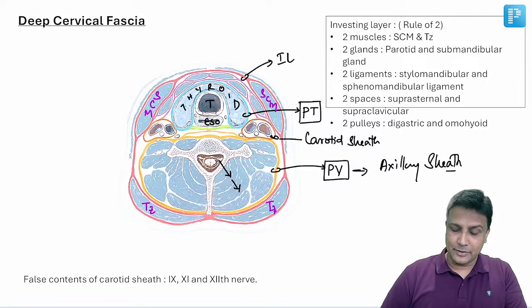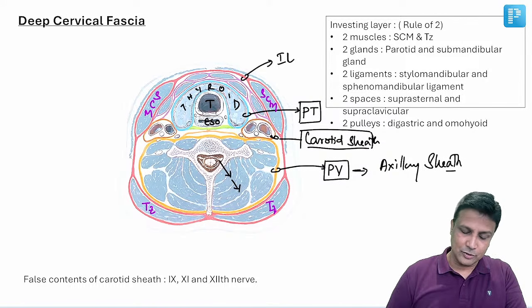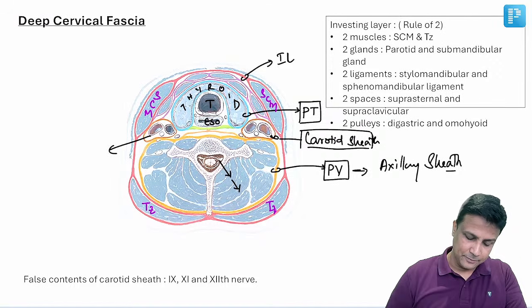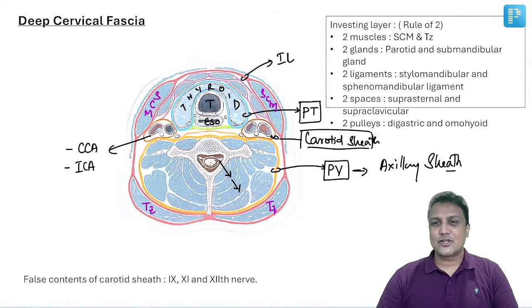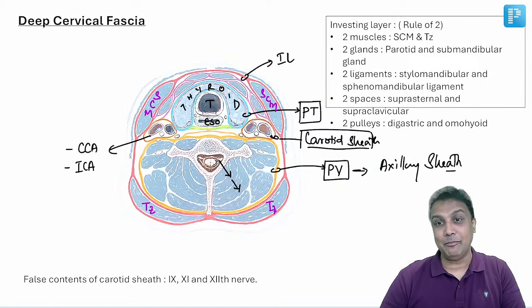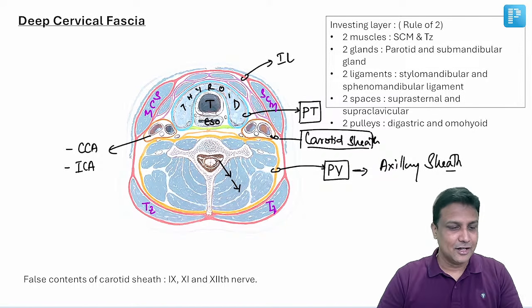Now the next one here will be the carotid sheath, and in the carotid sheath you can very clearly see what the contents are. There will be the common carotid artery, and of course even the internal carotid artery, but not the external carotid artery. Why? Because the external carotid artery is going to pierce the sheath and come outside. It is remaining outside there, so it is not a content of the carotid sheath. It's only the common carotid as well as the internal carotid here.